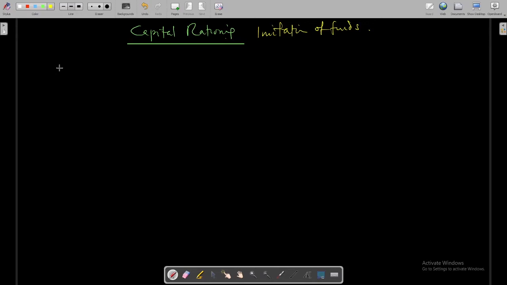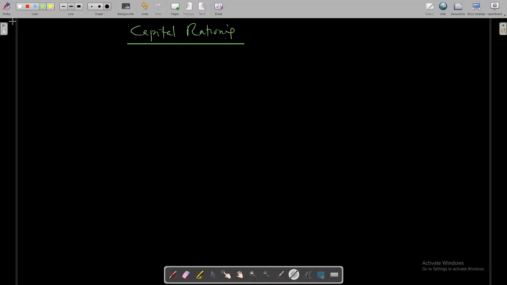Basic types of capital rationing. We have hard capital rationing and soft capital rationing. What is hard appraisal called capital rationing?